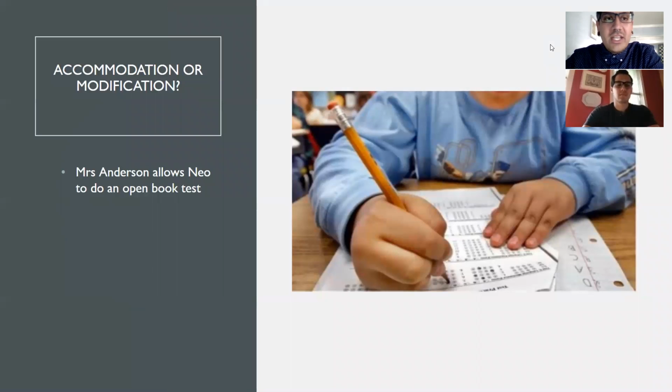So the next one is Mrs. Anderson allows Neo to do an open book test. Once again, I want you to think about, am I changing the formatting? Am I changing how they could respond, or maybe the presentation? Or is this a dramatic change, as in the standard or the curriculum? So go ahead, take a couple seconds and discuss or write this down, and then we'll go over it.